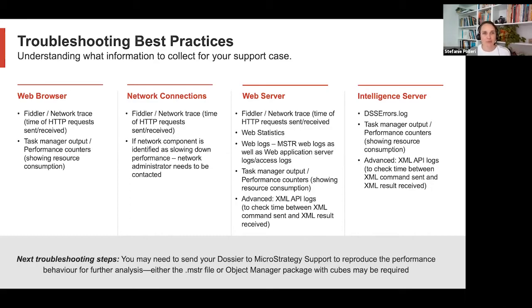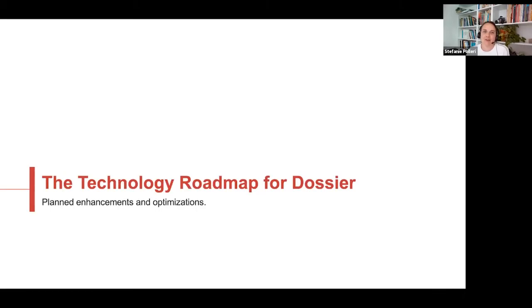Generally, performance is very hard to troubleshoot as it is very often environment specific. Even if all the Dossier best practices are in place, all the ones that Anahi also presented earlier, the Dossier may still show a slow execution and we cannot clearly identify any of the components at fault. We will try to get the Dossier in-house for further analysis and performance reproduction. That can be either as an MSTR file, or we might ask for an Object Manager package with cubes or caches. So this was the brief overview for troubleshooting best practices.